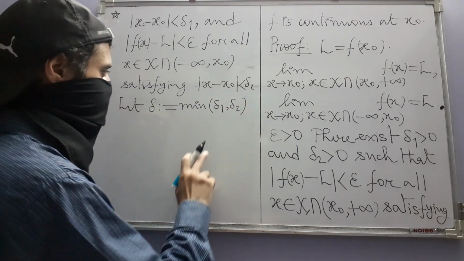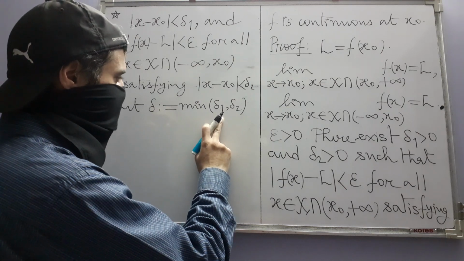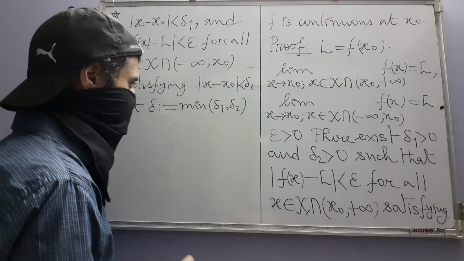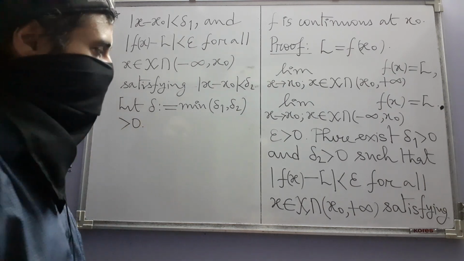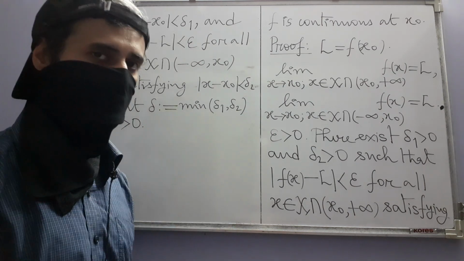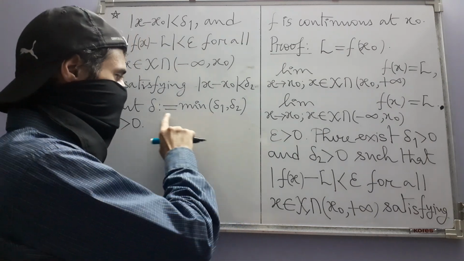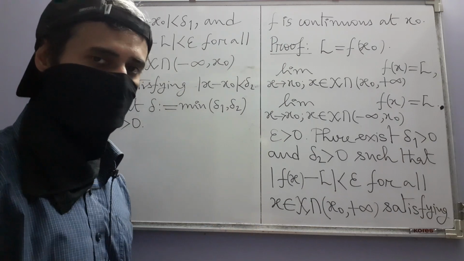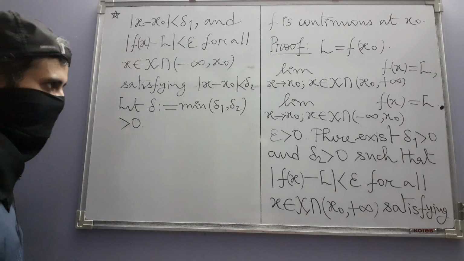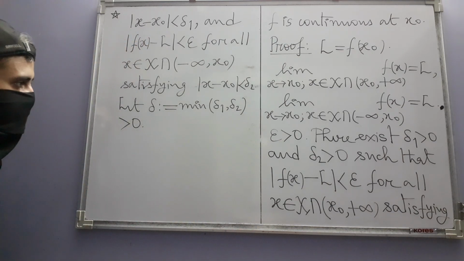Okay, so the first thing we note about delta is that it is also positive, just like delta 1 and delta 2. But why? In fact, the author has explicitly asked why. That's because this is either delta 1 or delta 2, and both of them are positive, so it's also going to be positive no matter what the case is.